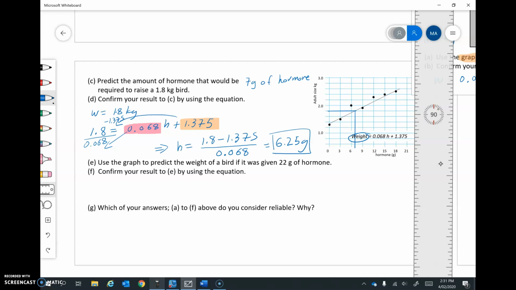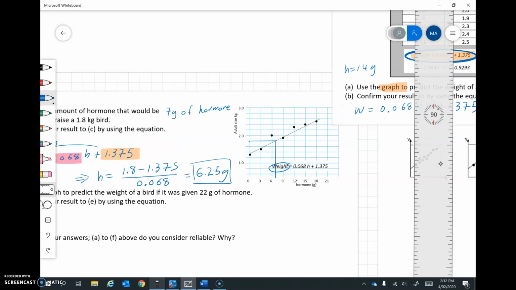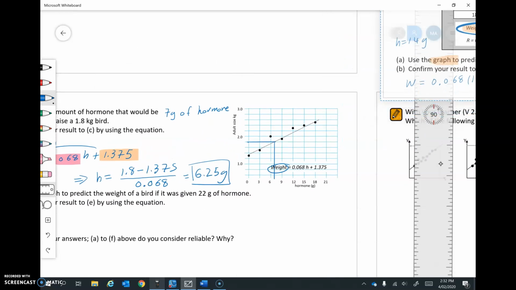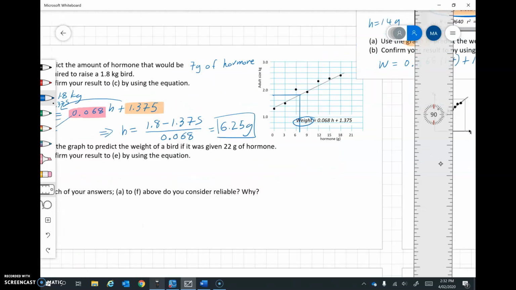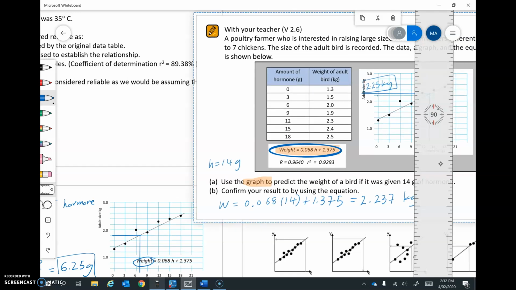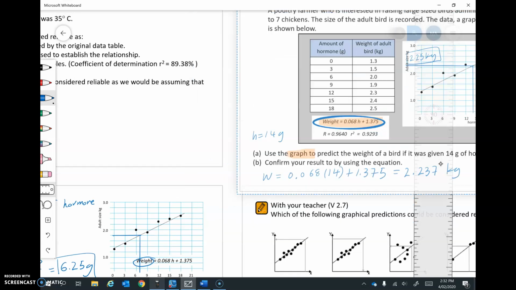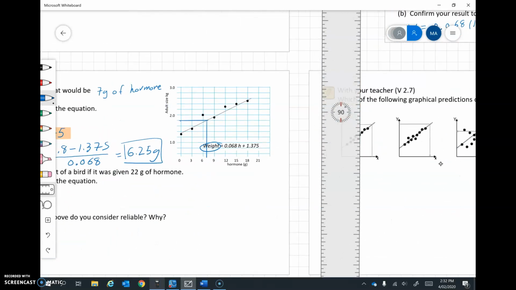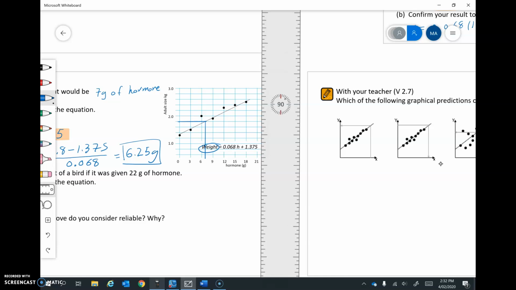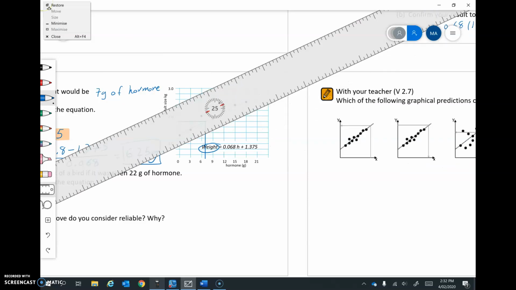All right, so last one here. Use the graph to predict the weight of a bird if it was given 22 grams of hormone. Okay, now I'm going to line this up over here. Just get this one out of the way. Now, what we'll see here, that one doesn't want to get out of the way, just bear with me. Okay, what we see here is that 22 grams is actually, well, it doesn't even hit the line of best fit when we start to line that up. So I'm going to have to extend my line of best fit.